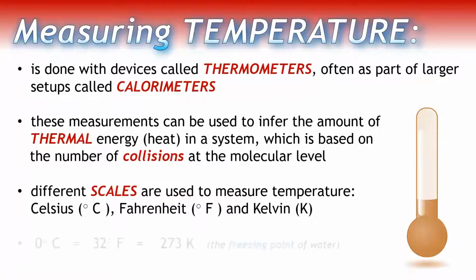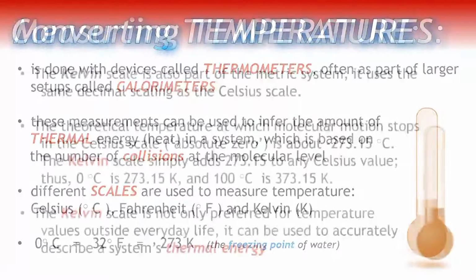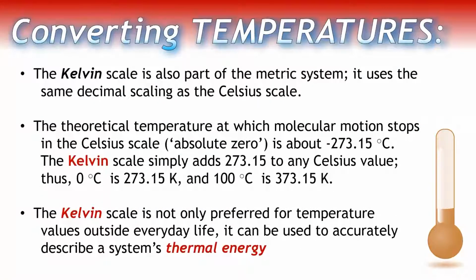Different scales are used to measure temperature: Celsius, Fahrenheit, and Kelvin. Celsius has the freezing point of water at 0, Fahrenheit at 32 degrees, and Kelvin at 273. The Kelvin scale is a third scale, and like the Celsius scale, it's also part of the metric system, and it uses the same decimal scaling as the Celsius scale. You might wonder why we need it if it's the same.